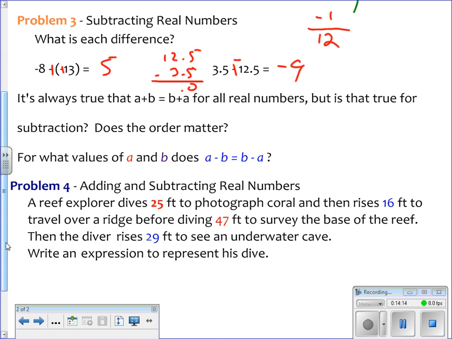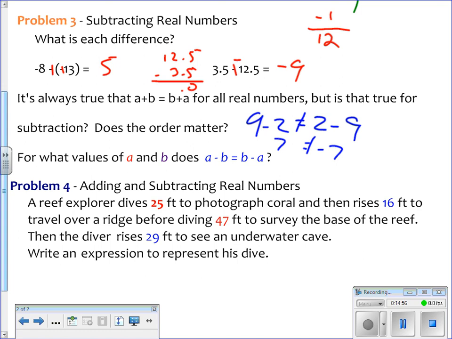Doesn't matter for subtraction. Does order matter? Is B minus A the same thing as A minus B? Can somebody give me an example of where that would not be true? If I take two numbers and swap them for subtraction. 9 minus 2 and 2 minus 9. Those are not equal. 9 minus 2 is 7. 2 minus 9 is negative 7. They're not the same.